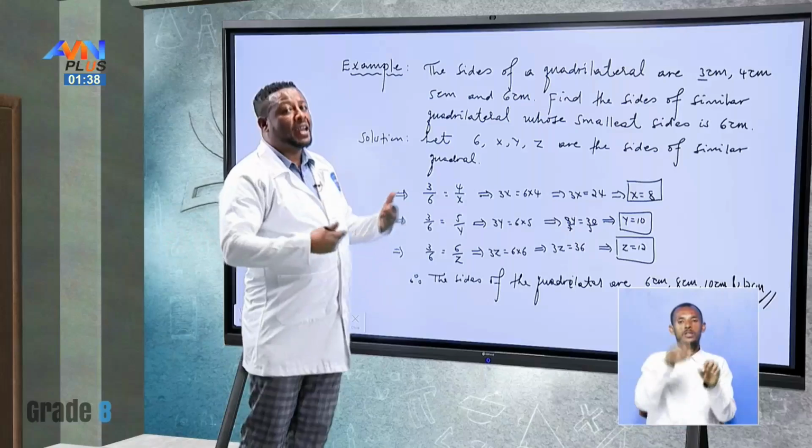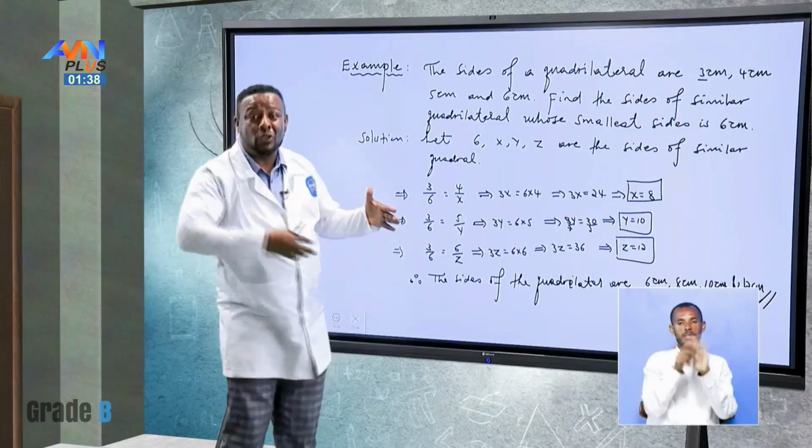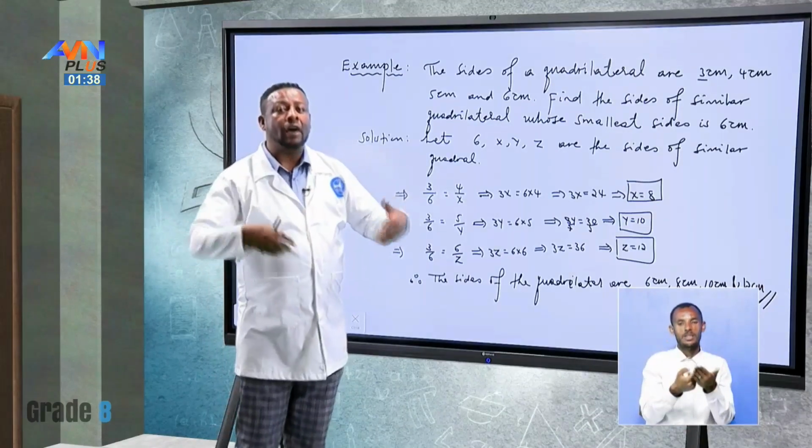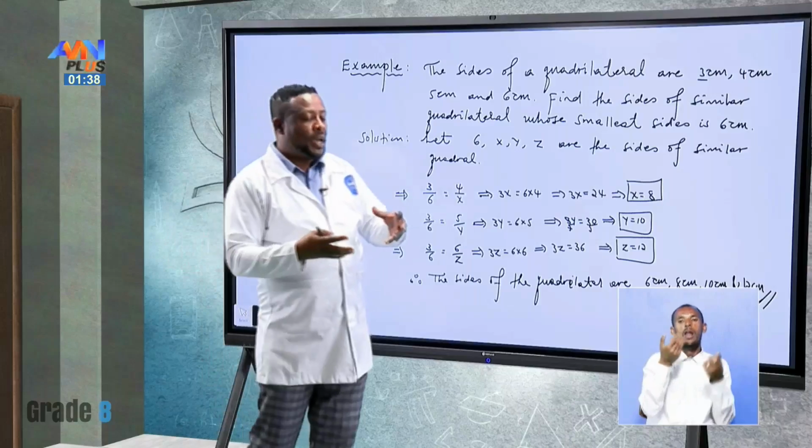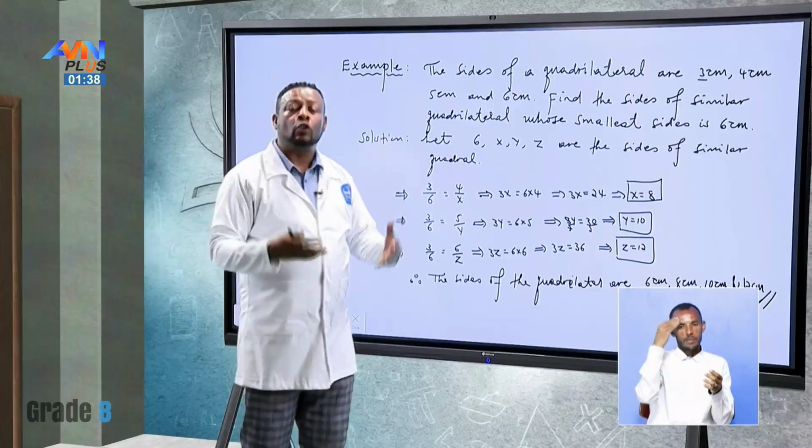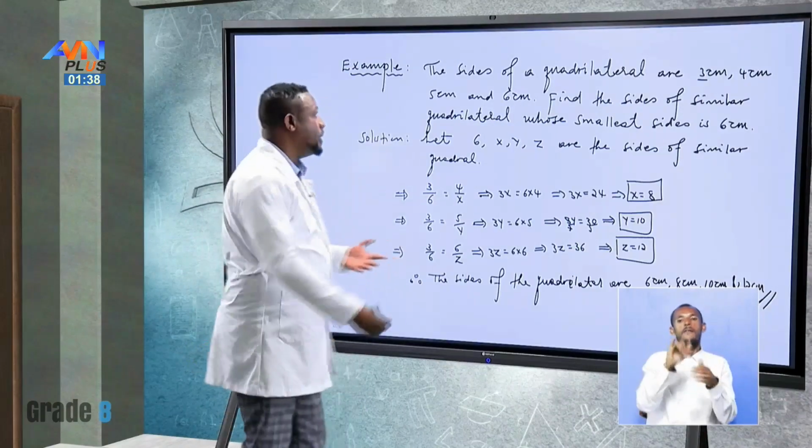So let's see another example which is very similar to this, so that you will have a good understanding of determining the unknown similar plane figure, right?